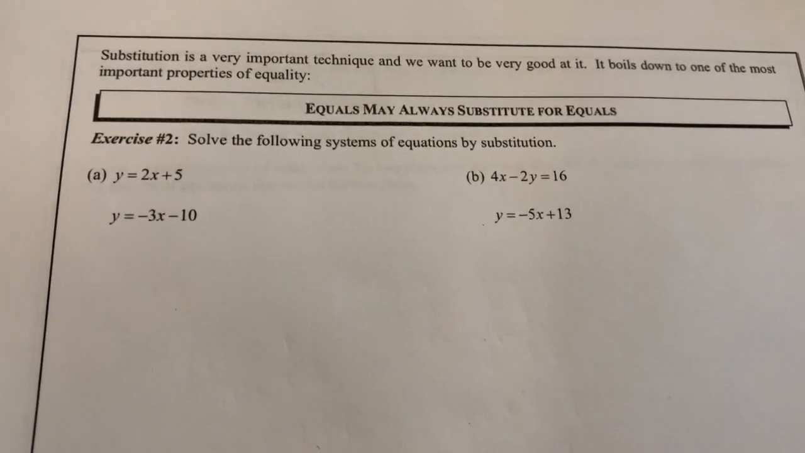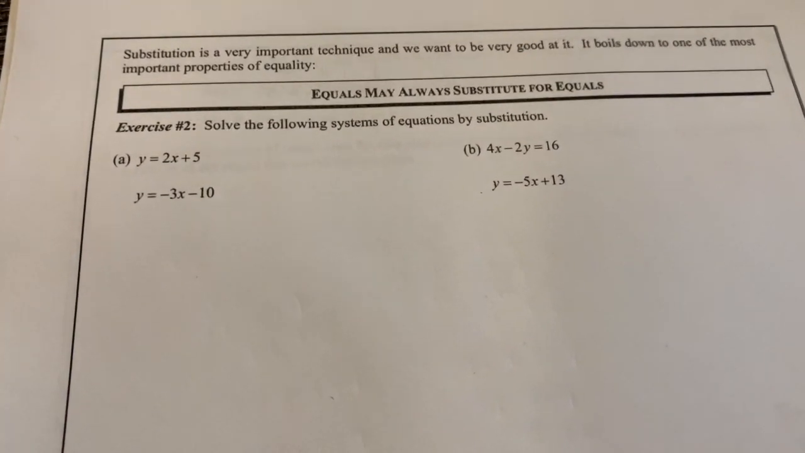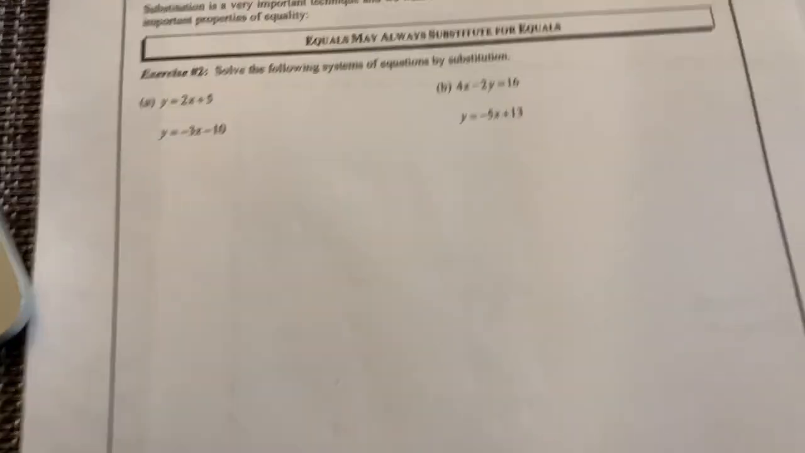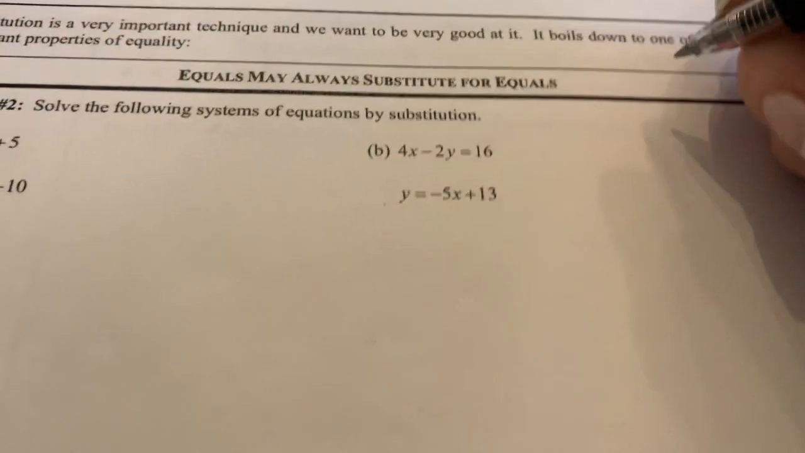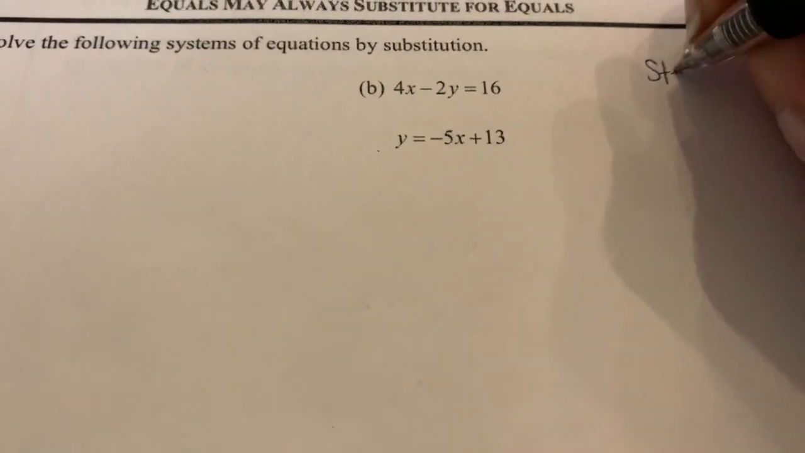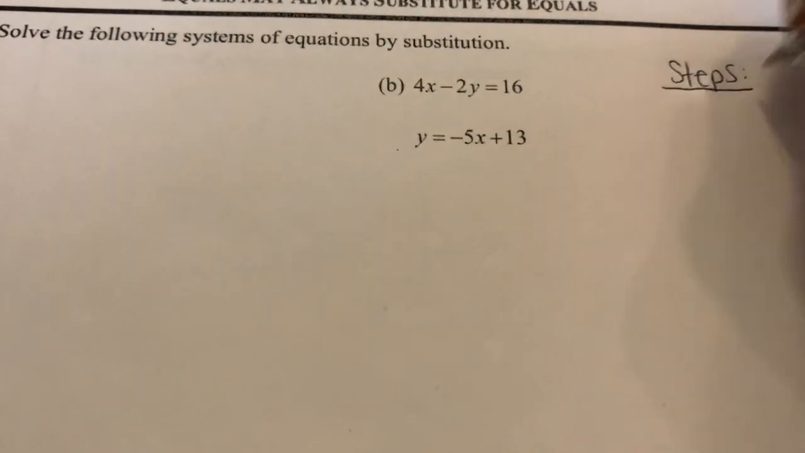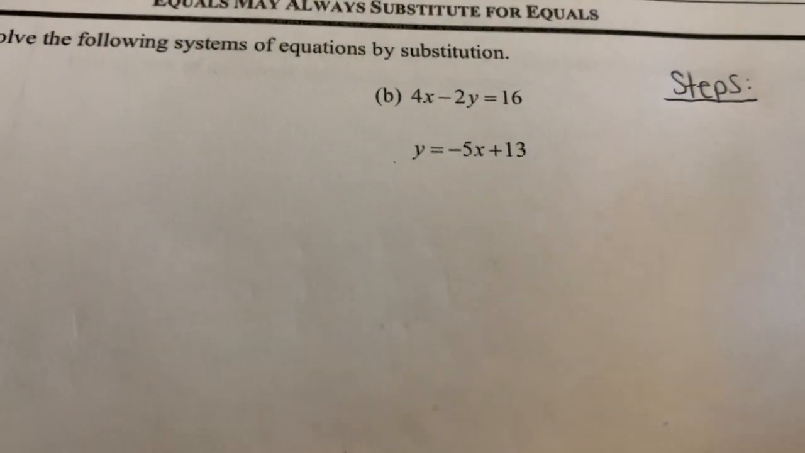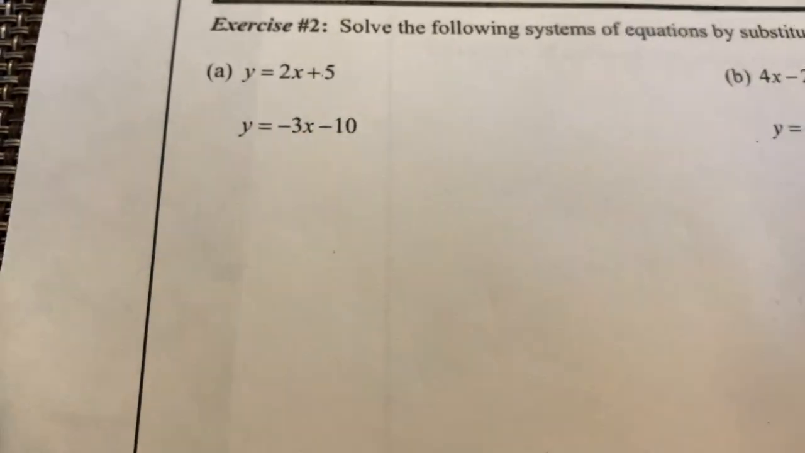Okay, so here we go. I'm going to give you a few steps off to the side here so that you can do this on your own if you need to. So for substitution, the first thing you do is look and see if one of them is equal to y or x. In this case, they both are.